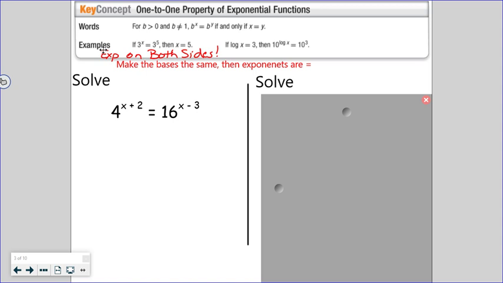Our first example, 4 to the x plus 2 equals 16 to the x minus 3. Once we have the bases the same, our exponents have to be the same. The first thing I would do is take the smaller number, 4, go to the bigger number and say, can I write 16 as 4 raised to something? The answer to that is yes. Okay. So that's what we would do. It is still going to say 16. But it's going to look different.